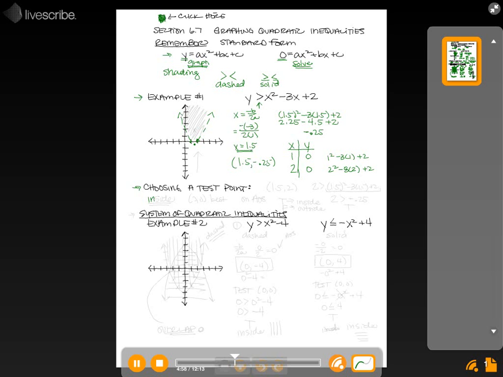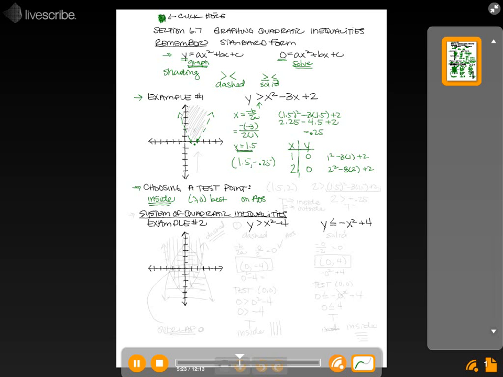I want you to always choose a test point that's inside your parabola. That's the first rule. 0, 0 is always the best, but if it's not inside your parabola, I want you to choose something that's on the axis of symmetry. That means it's directly above or directly below your vertex. The reason we do that is because you can be sure that that'll be in the parabola.